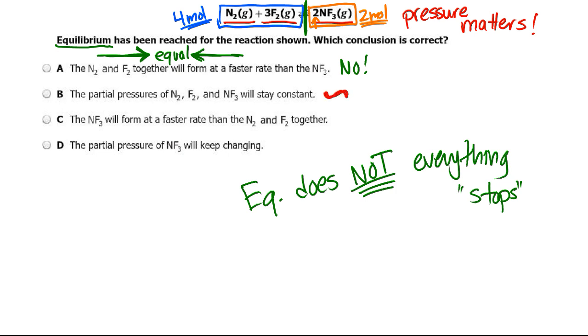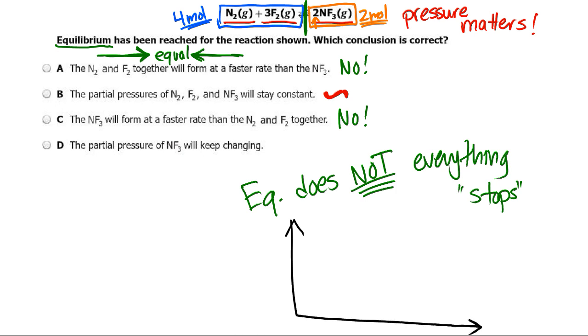Partial pressure is like concentration. If this reaction is at equilibrium, everybody should be kind of staying where they are as far as their values go. NF3 will form at a faster rate than N2 and F2 together. That does not seem like a good answer because we just said that equilibrium is not about one outweighing the other. Their directions are opposite and equal. The partial pressure of NF3 will keep changing. If it's at equilibrium, which can be represented like this, then the answer will be no.